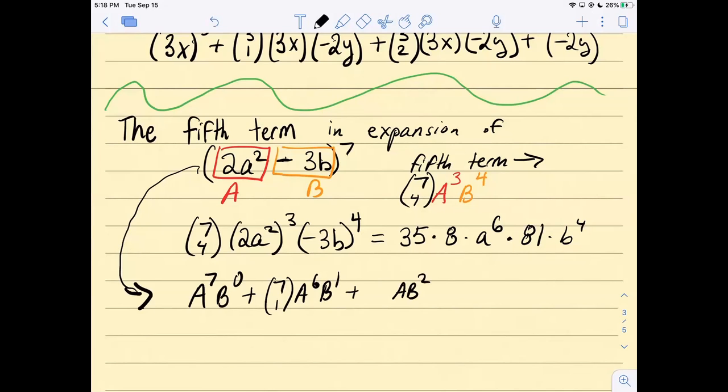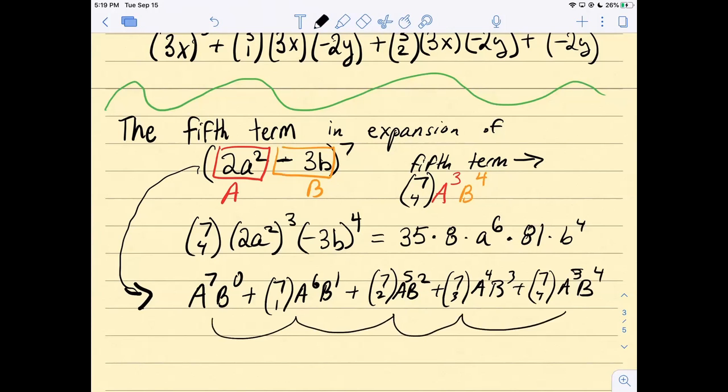So b squared, 7 choose 2, and then plus 7 choose 3, a to the 5th, b to the 3rd, a to the 4th, and then the next one will be 7 choose 4, a to the, counting down with the a's, a to the 3rd, b to the 4th. So it's just going to be the 5th term, and this one is the first. Is that okay?